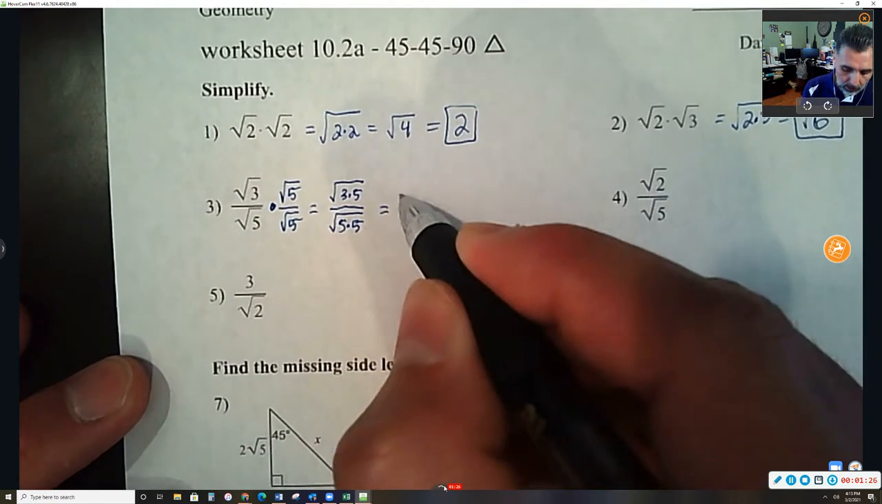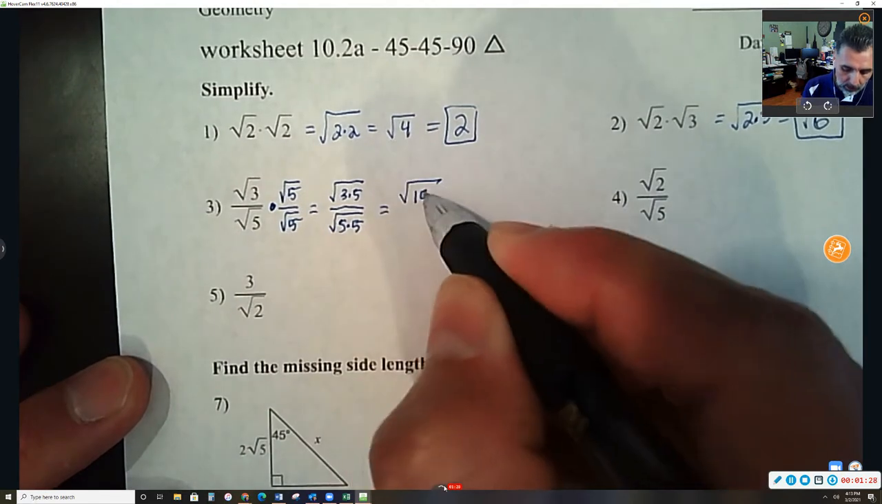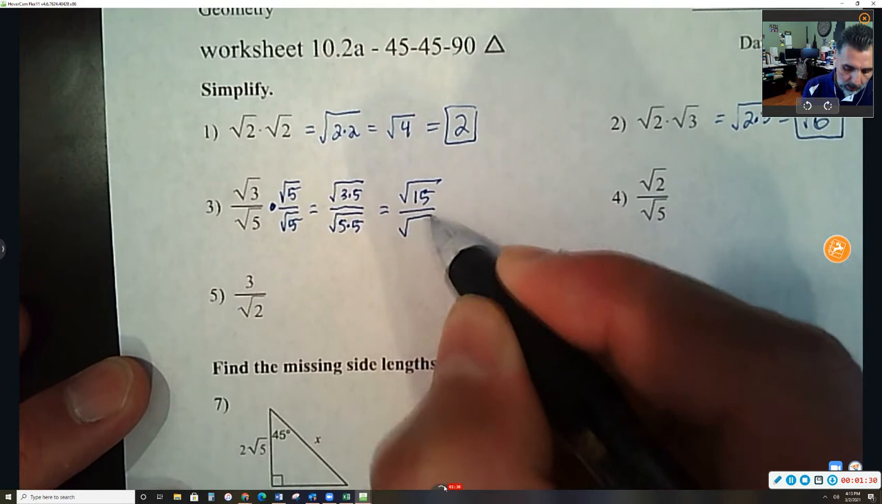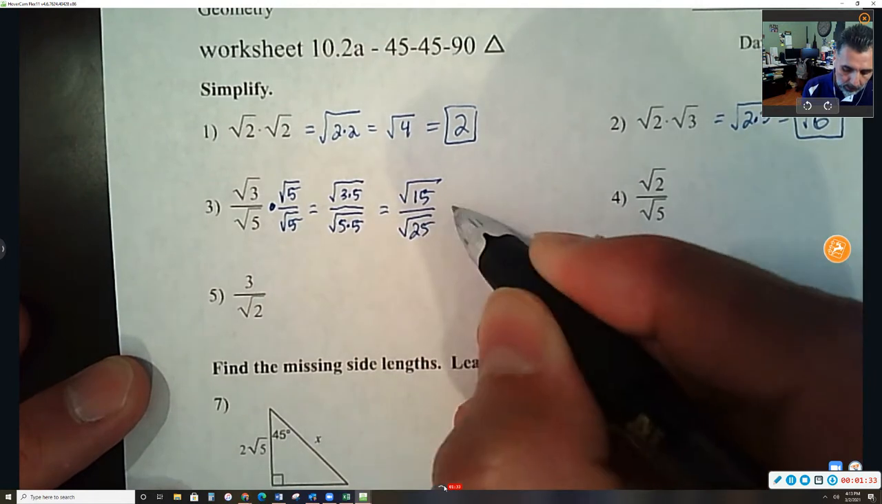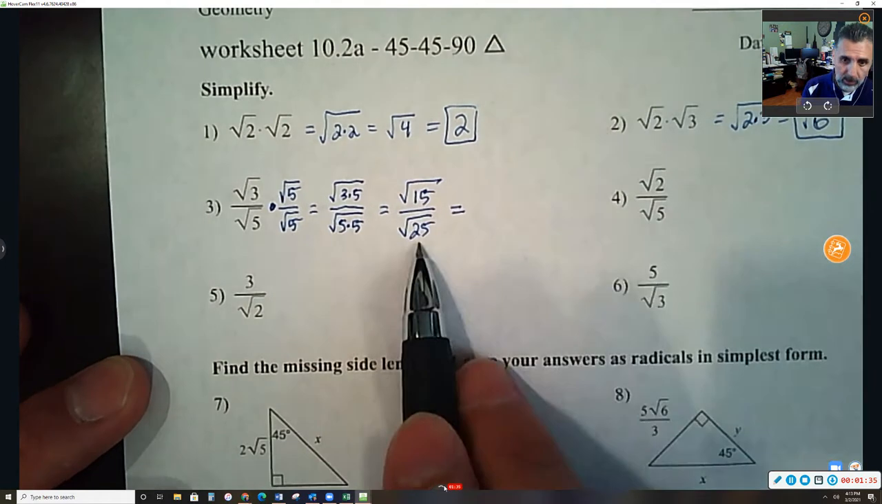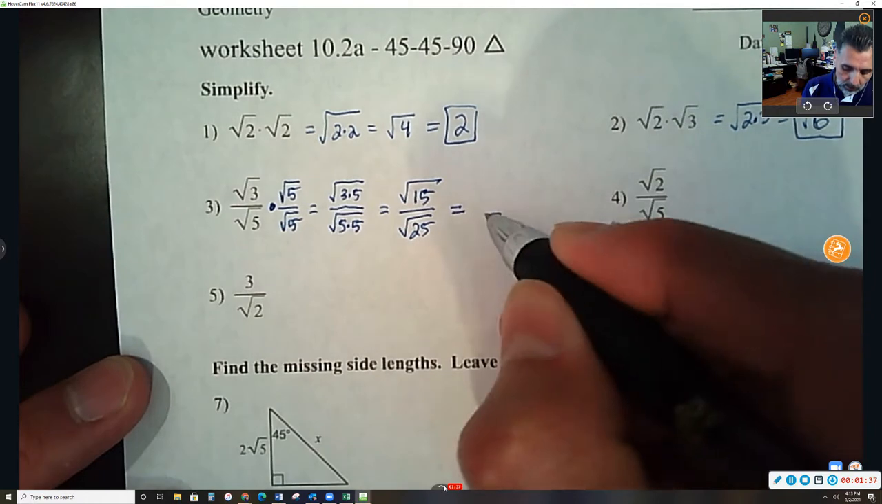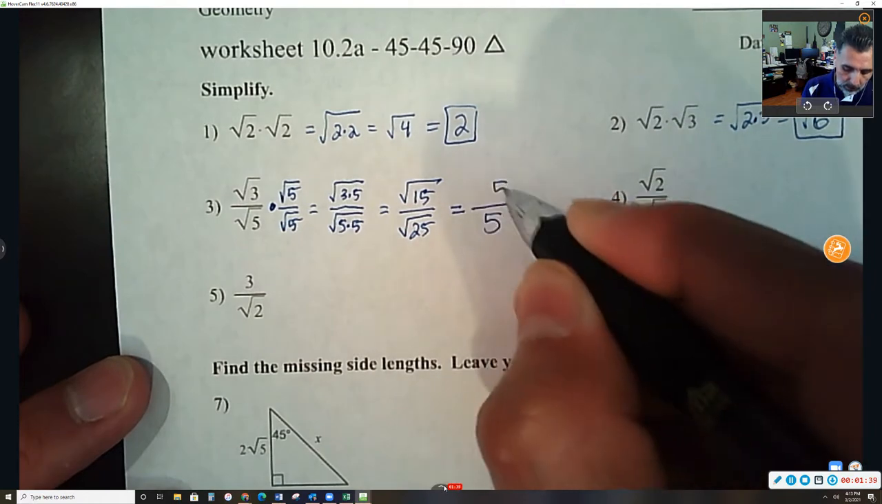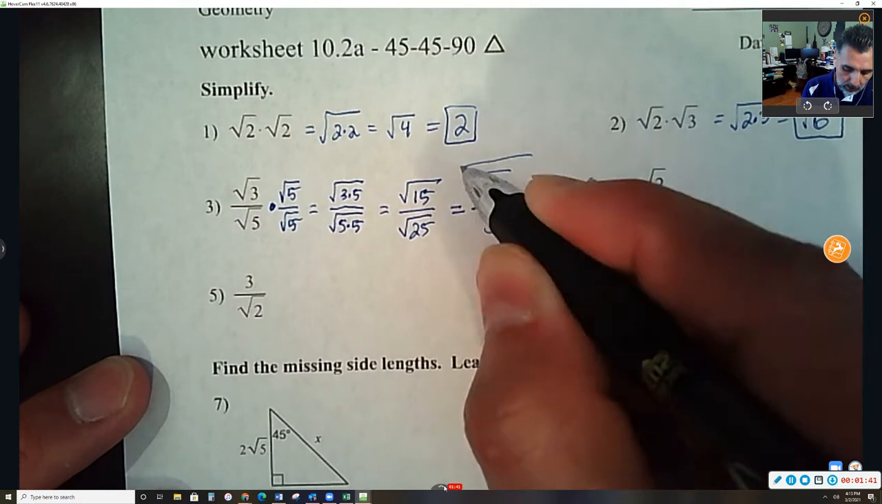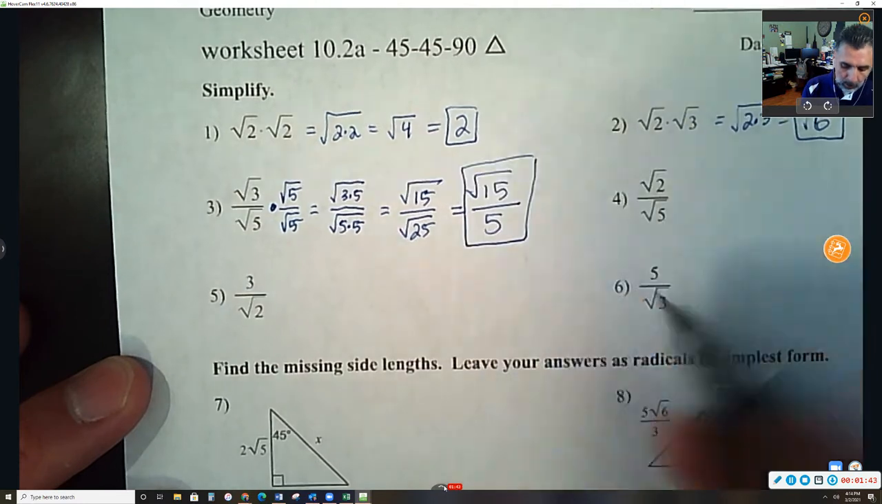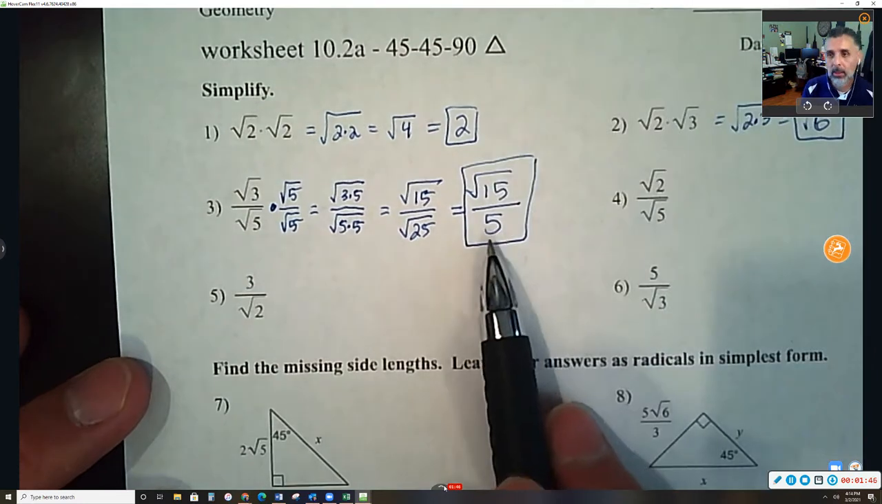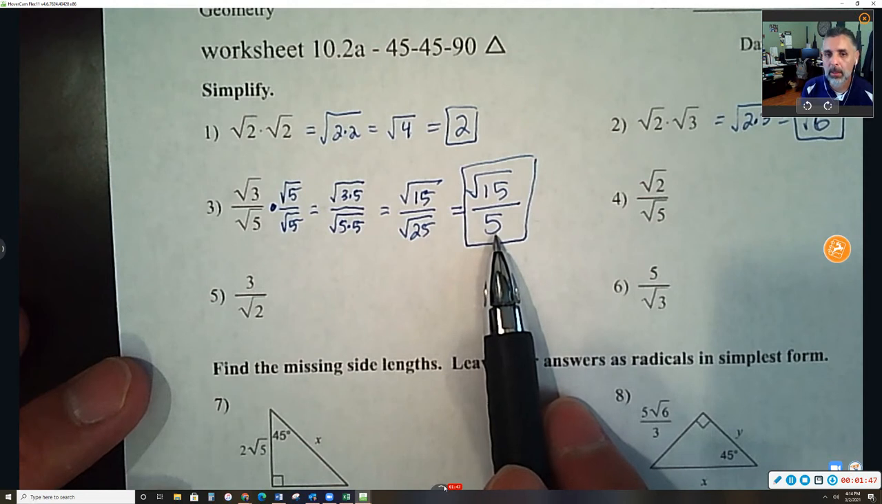If we simplify the top, we get square root of 15. If we simplify the bottom, you get square root of 25. And then again, we know this square root of 25 is 5. And then the top does not simplify. But the important thing is we took the square root out from underneath the bottom.